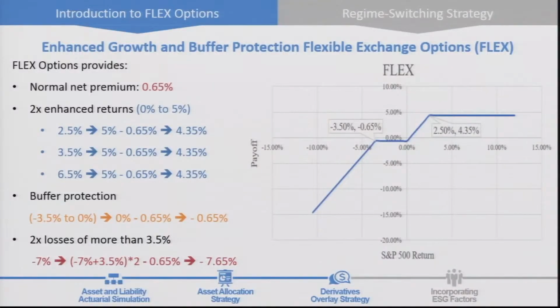Thanks, Travis. Next, we will introduce the flex option. First, it charges a 0.65% premium. Then, when the monthly S&P 500 positive return is lower than 2.5%, it will double the return, or else it keeps the return at 5%. Further, it provides buffer protection. When the losses are lower than 3.5%, it turns the losses to 0, or else it doubles the extra losses over 3.5%.